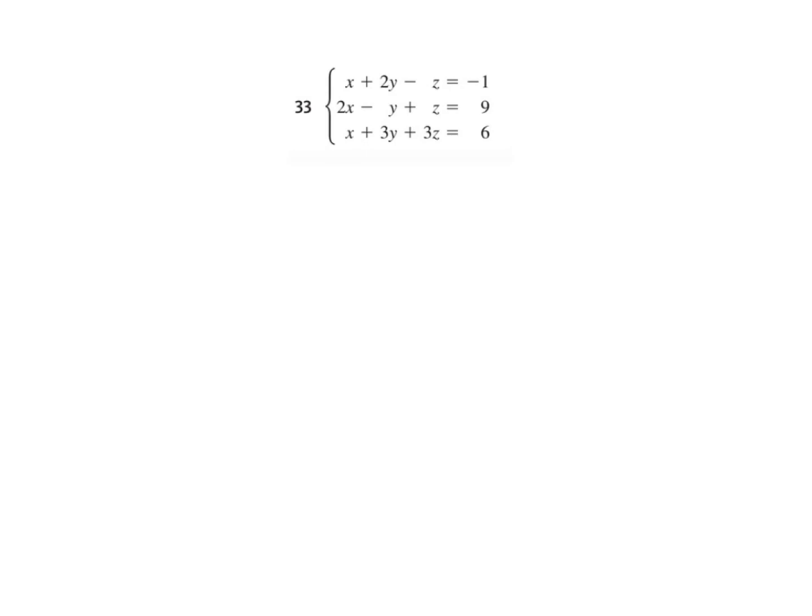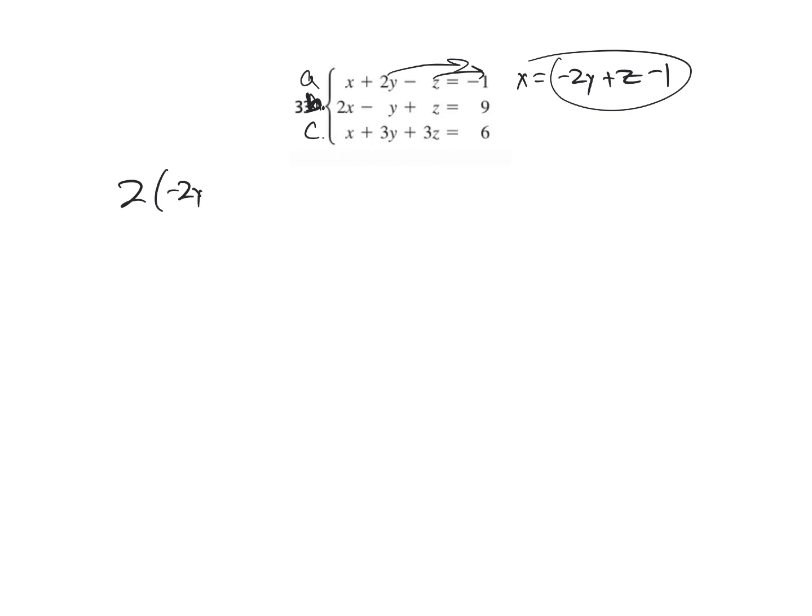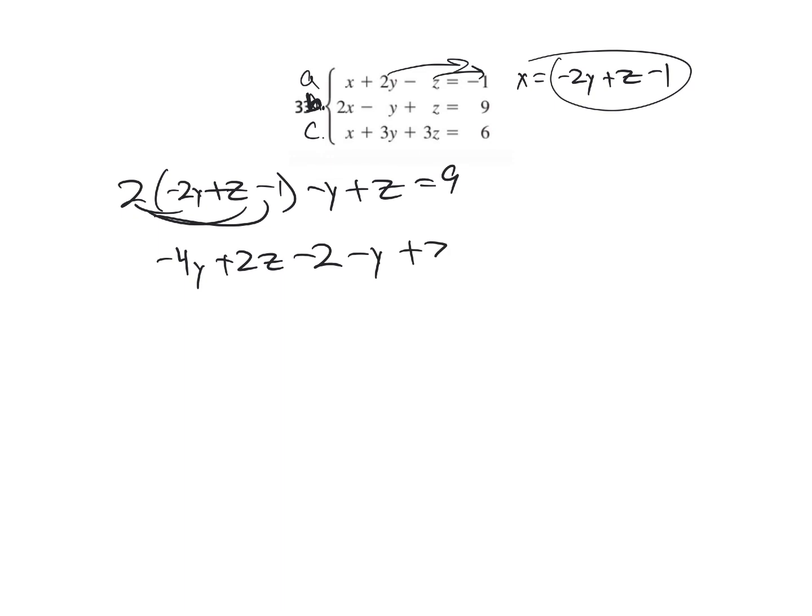Let's solve the first equation for x. Let's move all this over, and x equals negative 2y plus z minus 1. And now let's substitute this into each of these equations here, a, b, and c. So into b and c. So 2 times x minus y plus z equals 9. Distribute. And we get negative 4y plus 2z minus 2 minus y plus z equals 9.